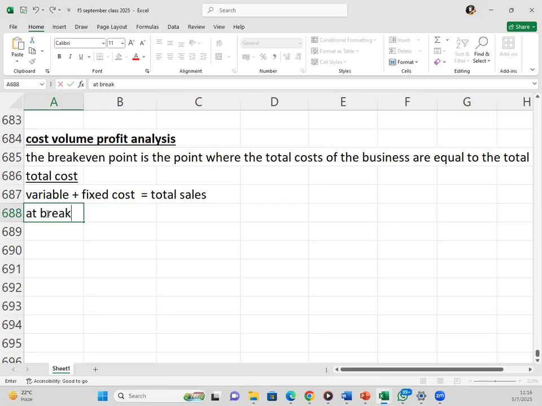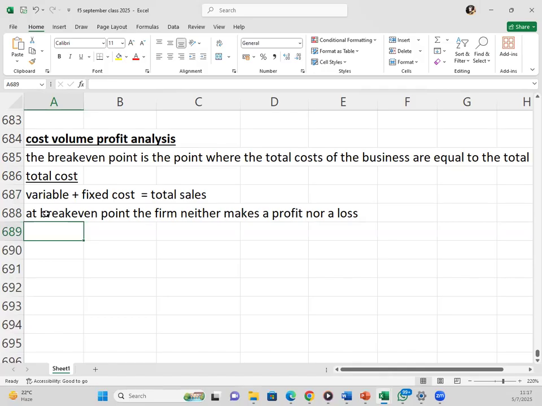At break-even point, the firm neither makes a profit nor a loss. If you're operating at break-even point, your costs are equal to your revenues. You neither make a profit nor a loss.